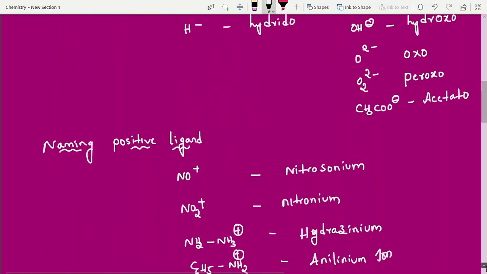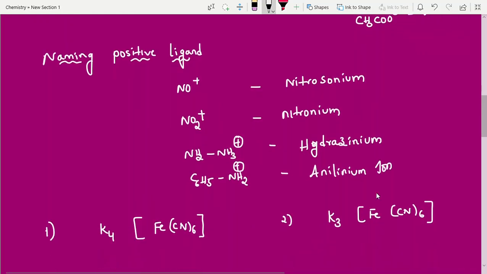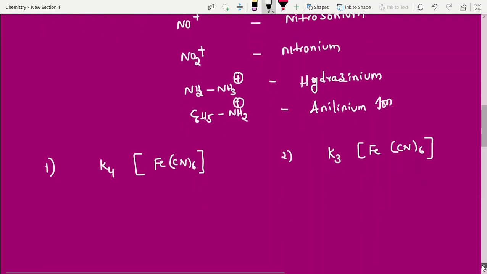Next, naming positive ligands. NO plus, generally asked in questions, nitrosonium; NO2 plus, nitronium; this is hydrazinium, hydrazine is nothing but NH2NH2; and this is anilinium ion, anilinium. Like this. Okay students, now we will go to the examples, then I will cover more rules.